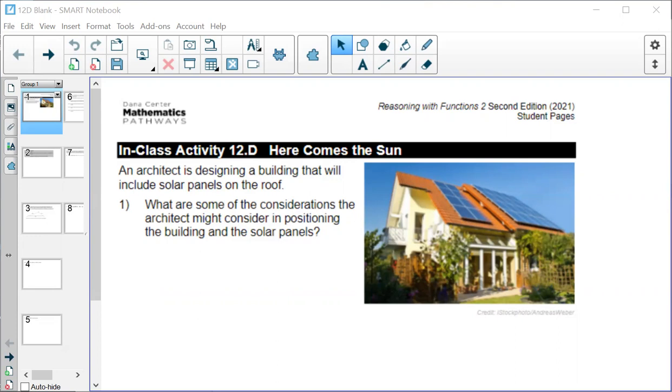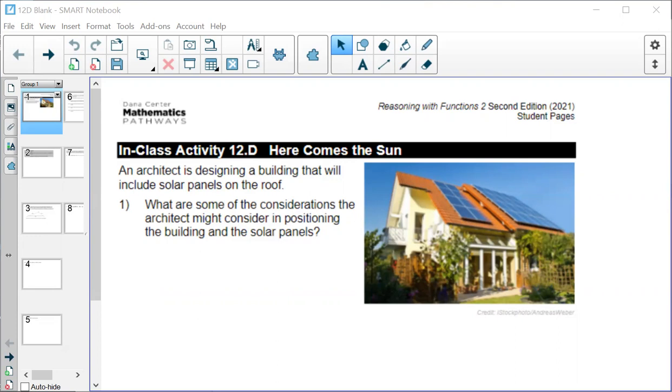In class activity 12D, here comes the sun. An architect is designing a building that will include solar panels on the roof. What are some of the considerations the architect might consider in positioning the building and the solar panels?